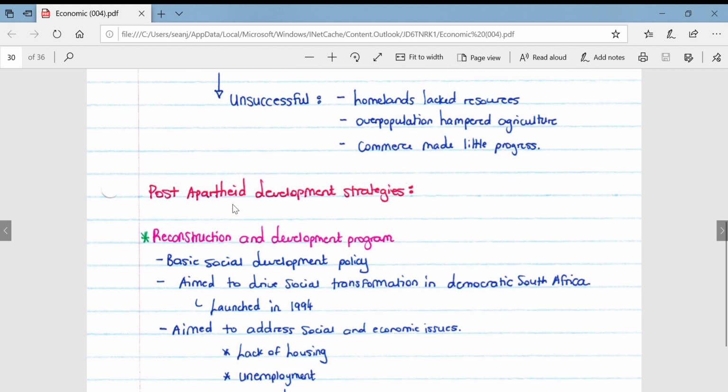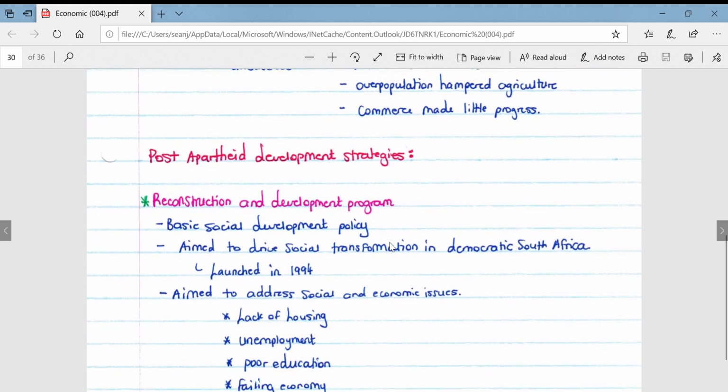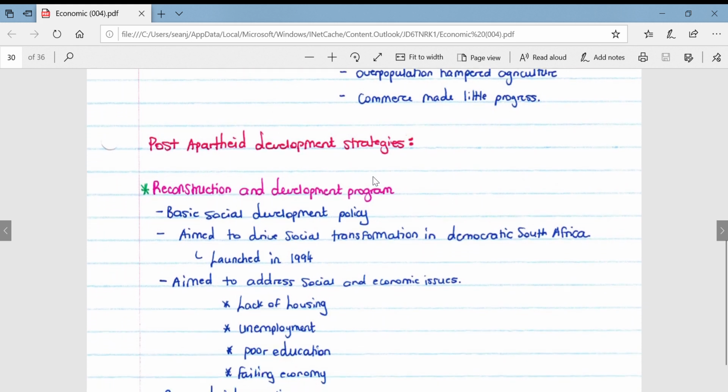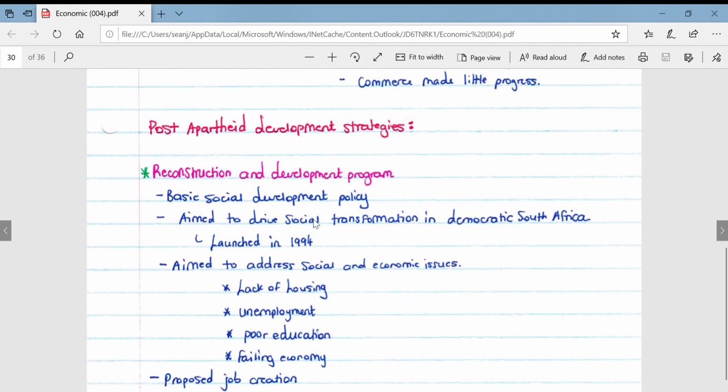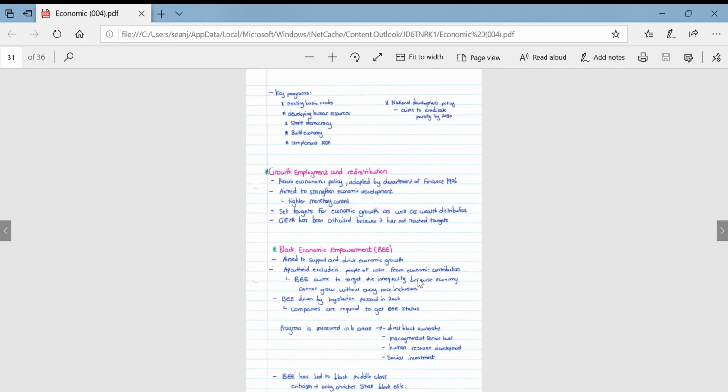Then if we look at the post-apartheid development strategies, the Reconstruction and Development Program, RDP, looked at basic social development policy, aimed to drive social transformation in democratic South Africa, launched in 1994, and aimed to address social and economic issues in the form of lack of housing, unemployment, poor education, and a failing economy. It also proposed job creation.